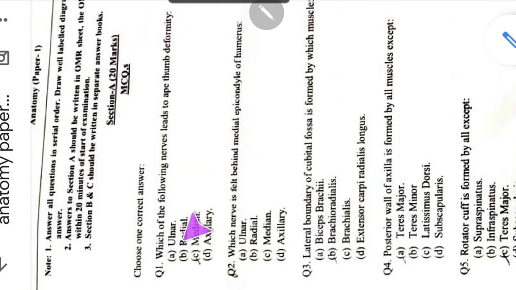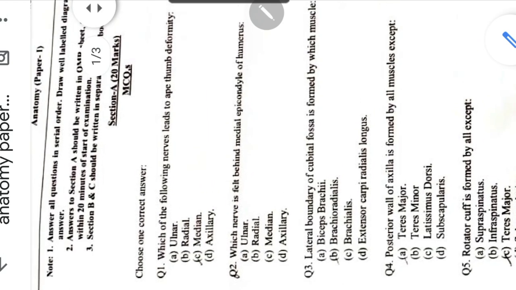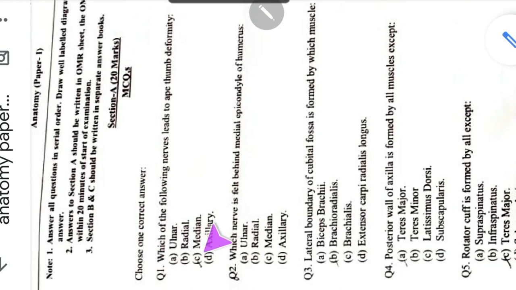Starting with question number 1, which of the following nerve leads to ape thumb deformity? Ulnar nerve, radial nerve, median nerve, axillary nerve. You must be knowing it. It's an easy question: compression of median nerve at the wrist, below the flexor retinaculum in the carpal tunnel, leads to ape thumb deformity.